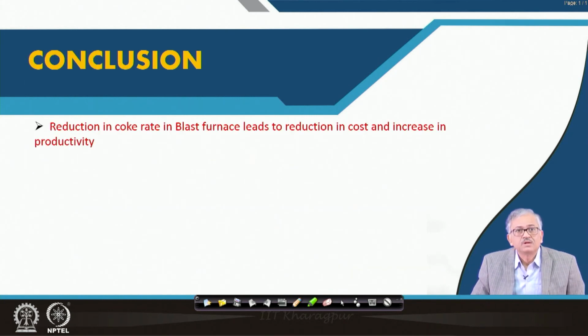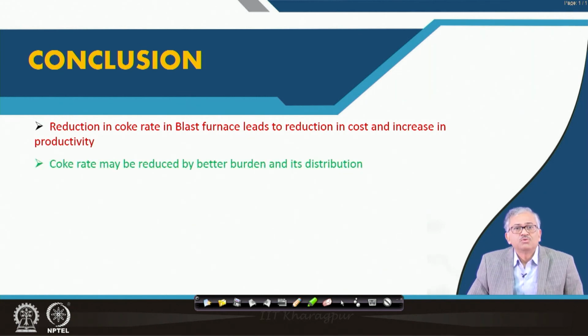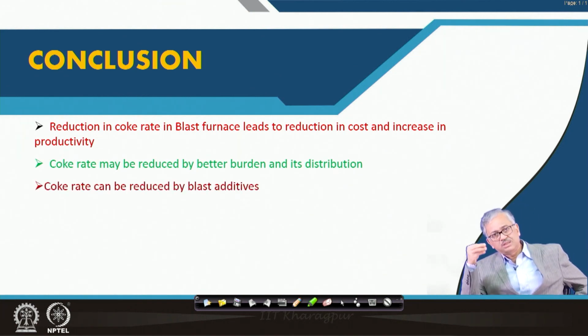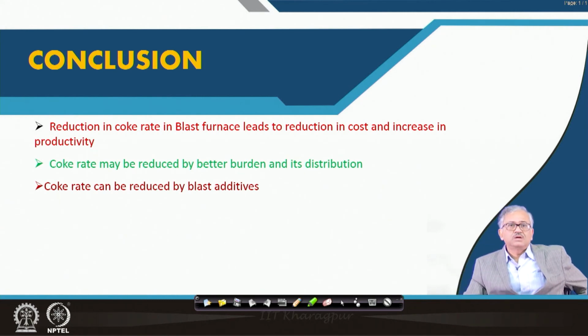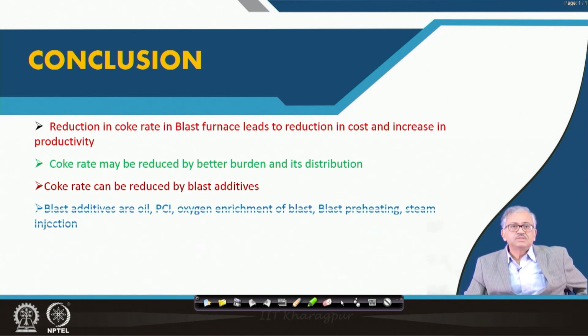So what are the conclusions? One thing is that the reduction in coke rate in the blast furnace leads to reduction in cost and increase in productivity. This is important. Coke rate may be reduced by better burden and its distribution, and we will discuss burden preparation and distribution in a later lecture. The coke rate can also be reduced by blast additives like oil, PCI, steam injection, which will come later, and blast preheating.